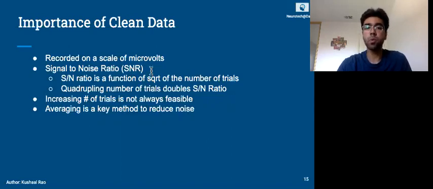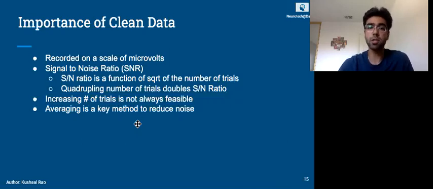When we're collecting data, it's not so much the noise that matters in an absolute amount, but it's all relative to the signal. How strong is our signal compared to the noise? That's why we introduce the concept of a signal to noise ratio. The signal to noise ratio is a function of the square root of the number of trials. Your idea is to maximize the quality of the signal relative to the level of noise. You want a high signal to noise ratio.